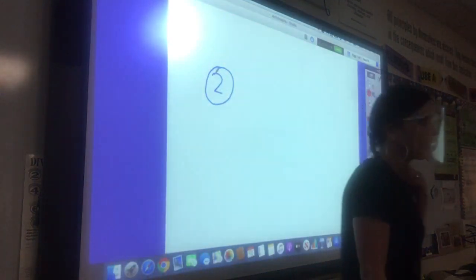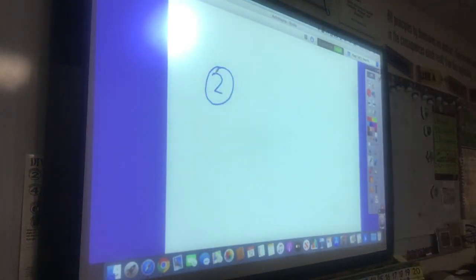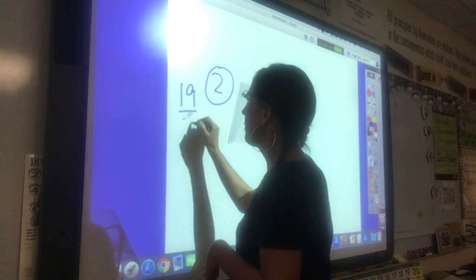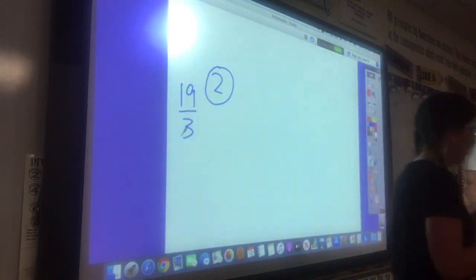All right, so let's put number 2. So we're on your composition book. We're still doing 19 thirds. We're just going to do it a different way. Okay, so I'm just going to put 19 thirds. You don't need to rewrite it because you already have it there, but this is way number 2.